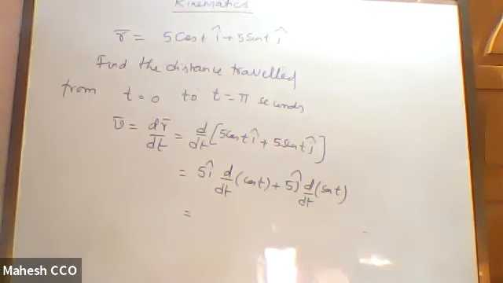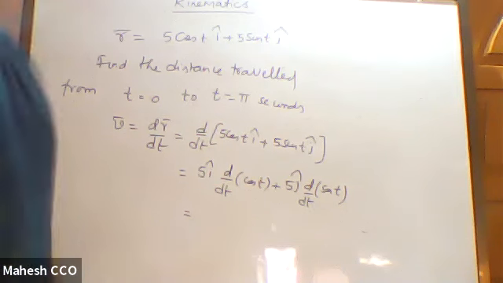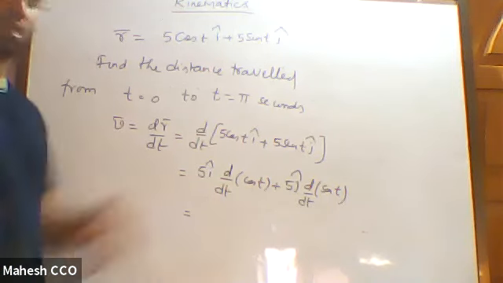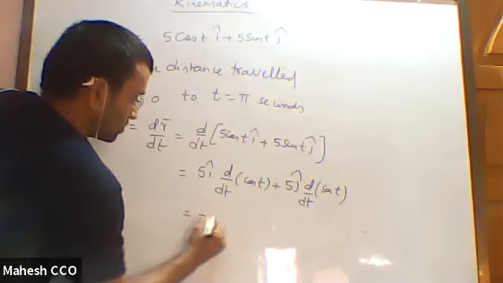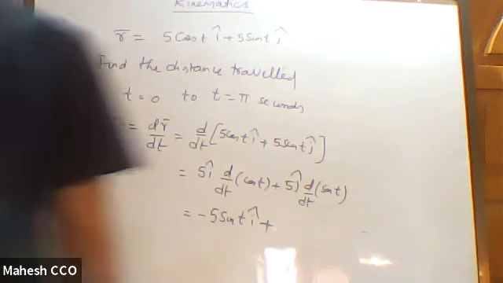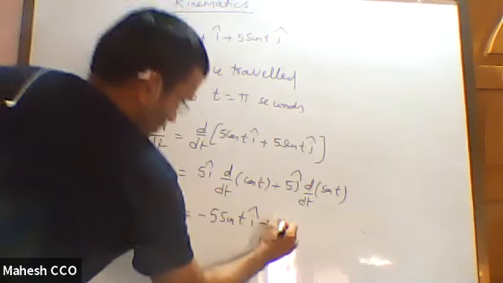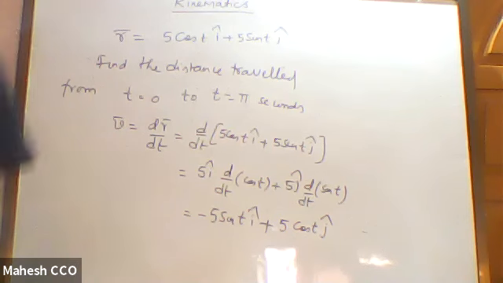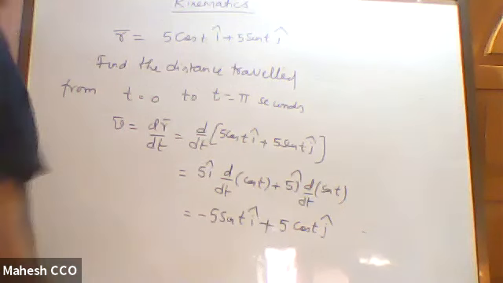So this will be 5 i cap into d by dt of cos t plus 5 j cap into d by dt of sin t. Now, this d by dt of cos t will give us what? Minus sin t. And d by dt of sin t is what? Cos t. So the velocity at any time has come out to be minus 5 sin t i cap plus 5 cos t j cap. Okay, minus 5 sin t i cap plus 5 cos t j cap.